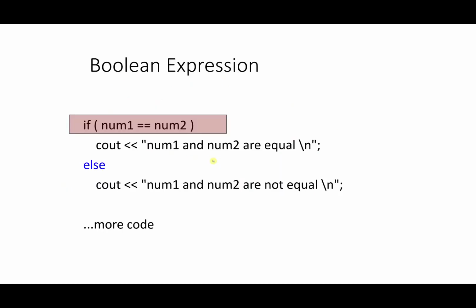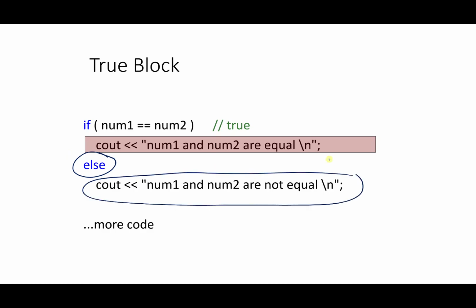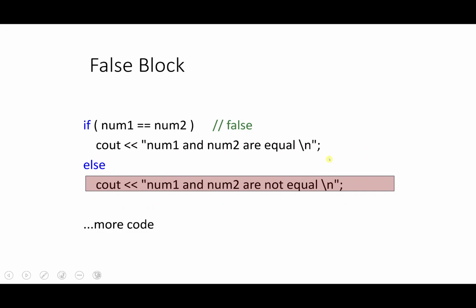Now, let me show you that in animation. So if this evaluates to true, do this one. Else means, in plain English, otherwise. Otherwise, do something else. This is our otherwise, the else. So else, do this. Here it is. Else, do this, because the Boolean expression evaluated to false.